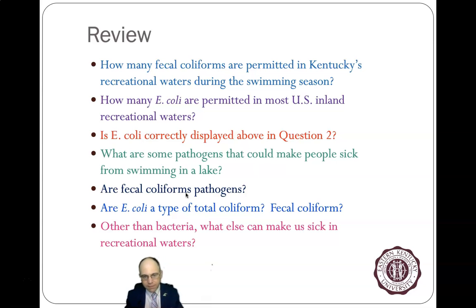But there are a few types of E. coli that are, and there's a whole lot of other things that are in fecal matter from sick persons that can make people sick, and also from animals. All right, are E. coli a type of total coliform? Are E. coli a fecal coliform? Are E. coli a bacteria? And yes, yes, and yes. And then other than bacteria, what else can make us sick? So we already mentioned viruses like norovirus, parasites like Cryptosporidium. Those are just a few of them. There's a variety of other ones.